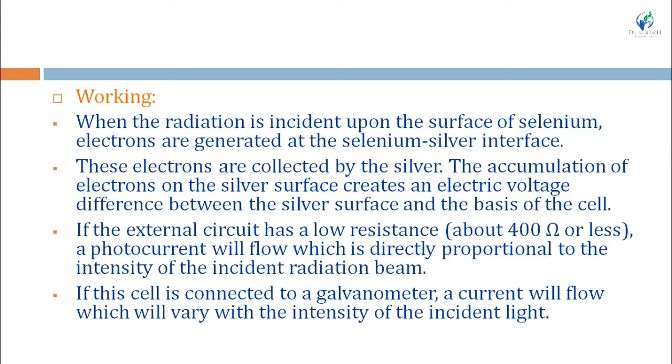But here the external circuit must have a low resistance, means 400 ohm only. So the amplification of this current is not possible in the case of the barrier layer cell or photovoltaic cell.